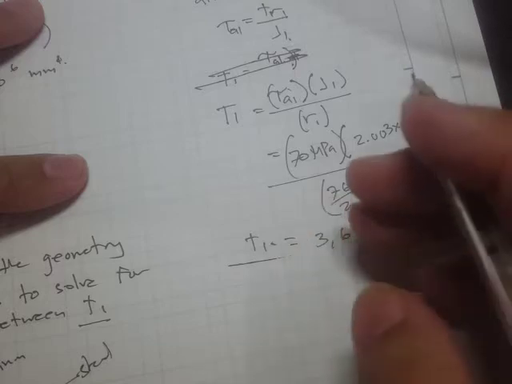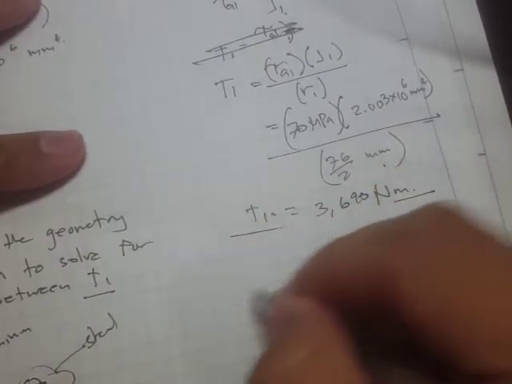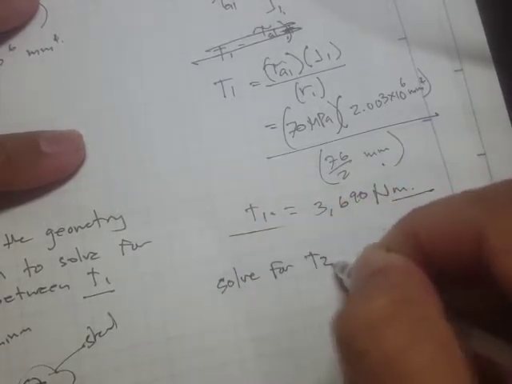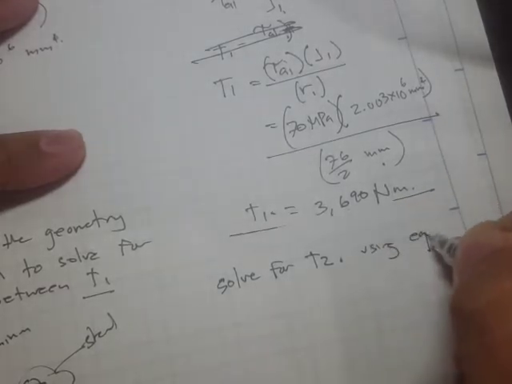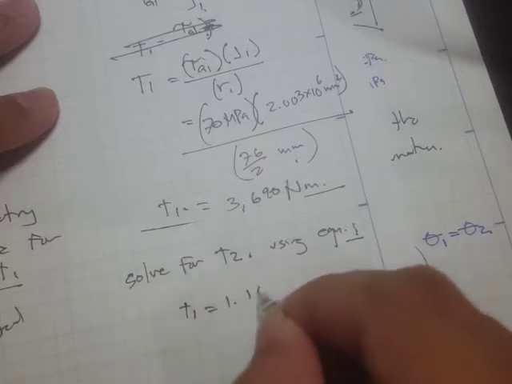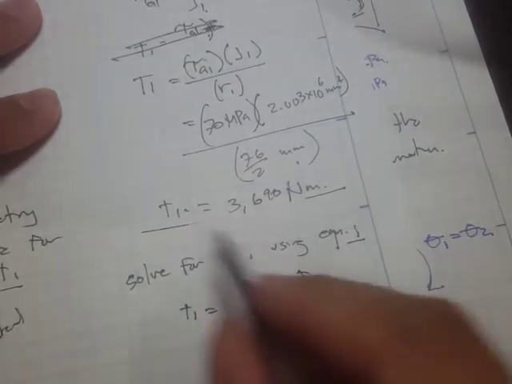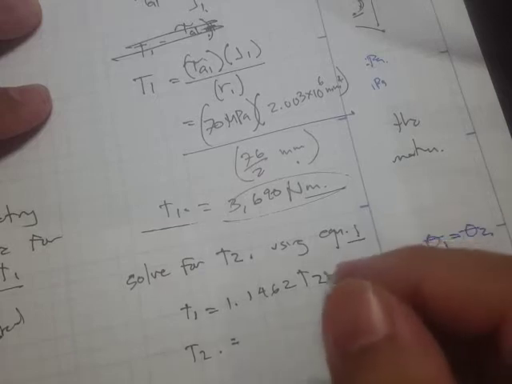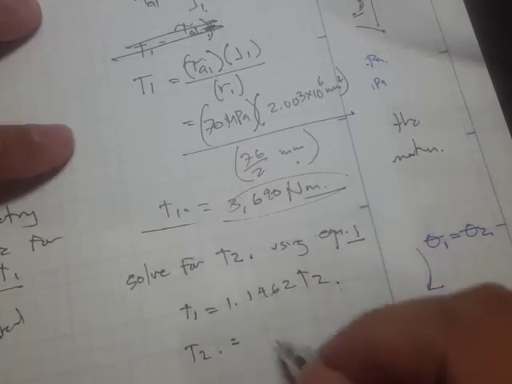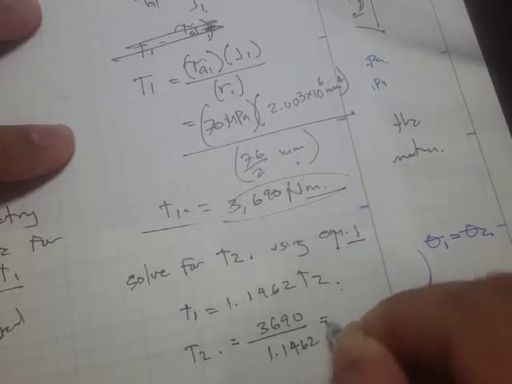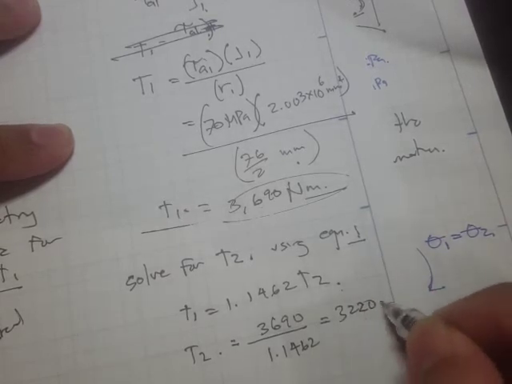Okay, so if we base our torque on aluminum allowable stress, then we have to check. Let's solve for T2 using equation number 1. Recall that T1 is equal to 1.1462 T sub 2, and if we have the value of T sub 1, then T sub 2 is equal to 3690 divided by 1.1462, and this is 3,220 Newton meter.